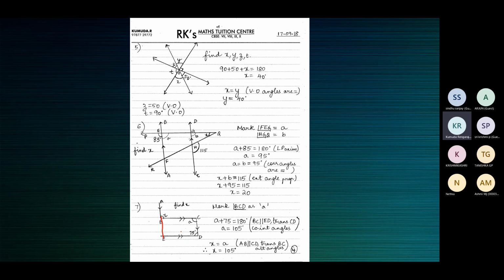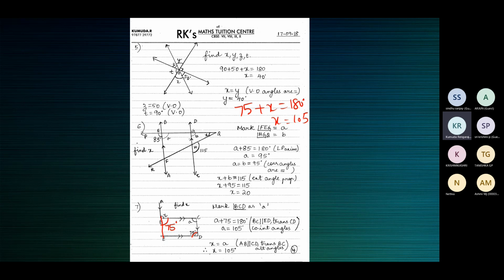Now in a parallelogram, opposite angles are equal. So if this is 75 degrees, this is also 75 degrees, because that's a property of a parallelogram. So this is also 75. Now you know that 75 plus x is equal to 180, linear pair axiom. So x is equal to 105 degrees.